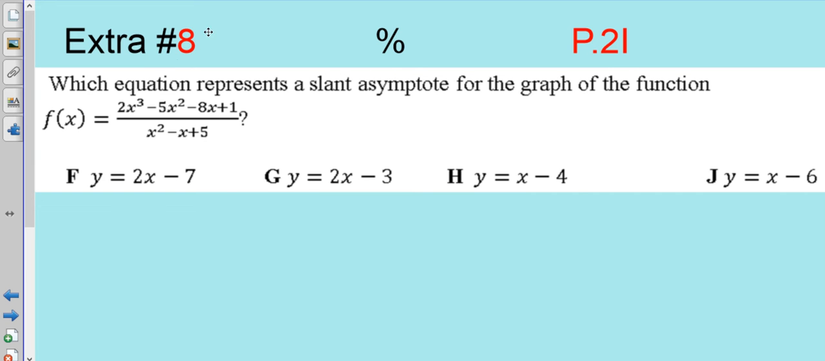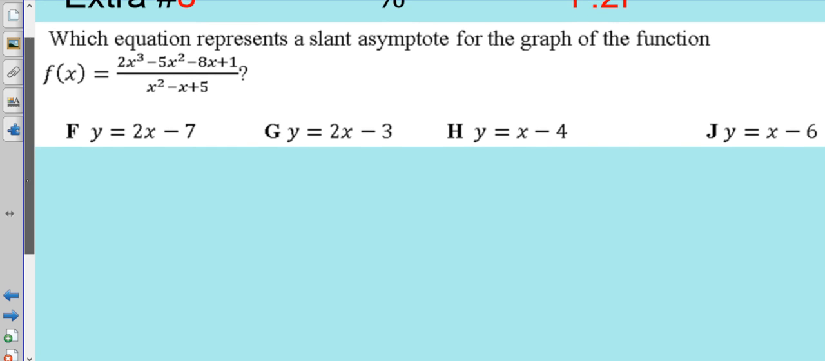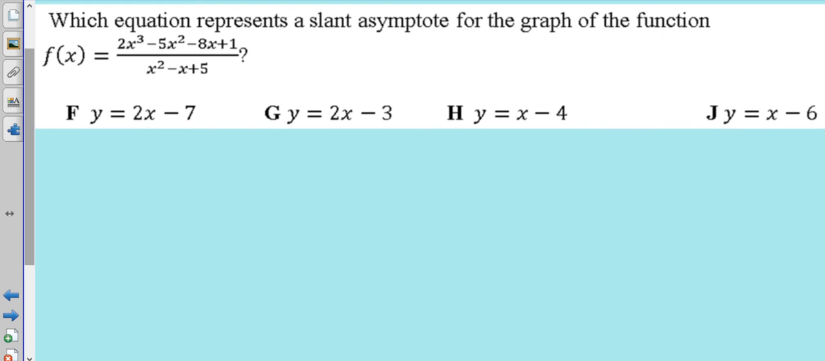All right, let's look at this extra problem number 8 from the fall ACP review. Again, this is another problem that was not on the benchmark, but we're going to look at it in expectation of possibly being tested on this. It says, which equation represents a slant asymptote for the graph of this function.